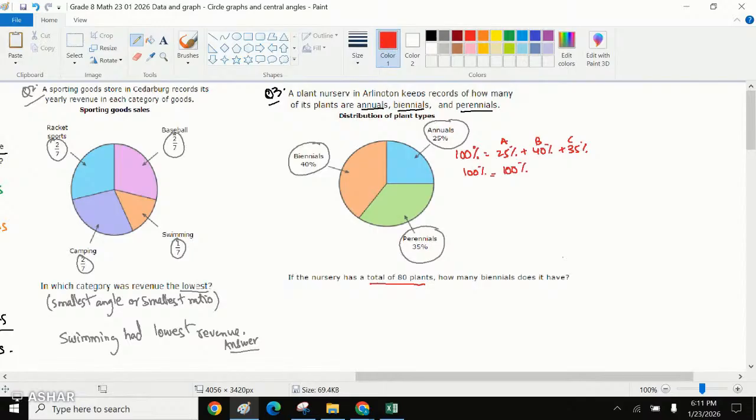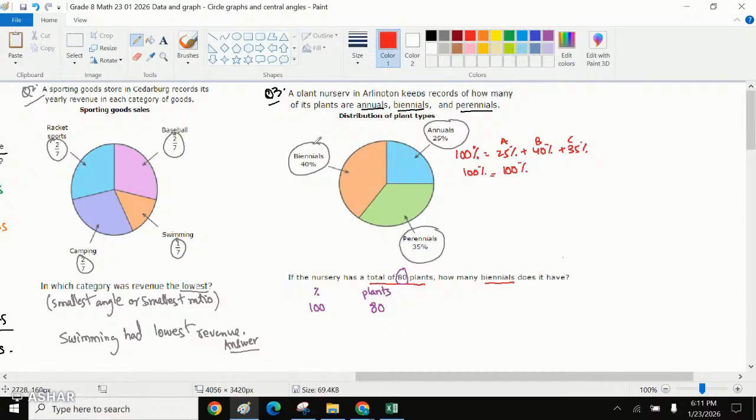Now what we need to do is, if the 100% was equal to 80 plants, right? We have 2 ways of doing this question. We can say percentage and we can say plants. Okay. If we say 100% was equal to 80 plants, right? Then what do we need to find?